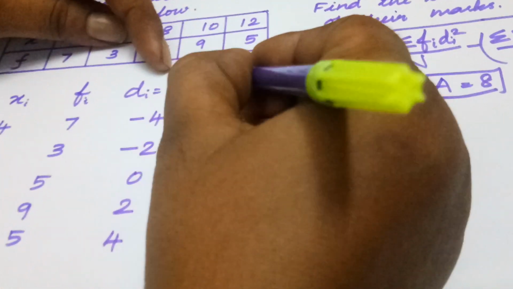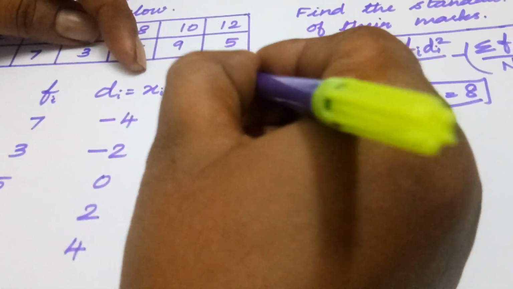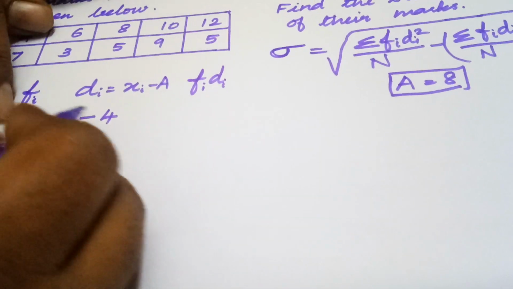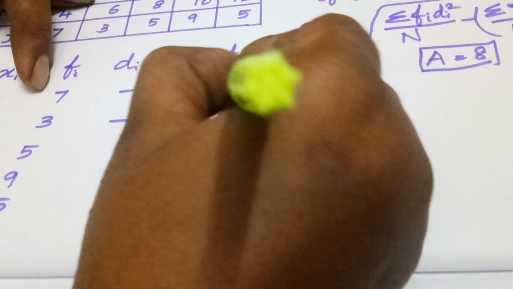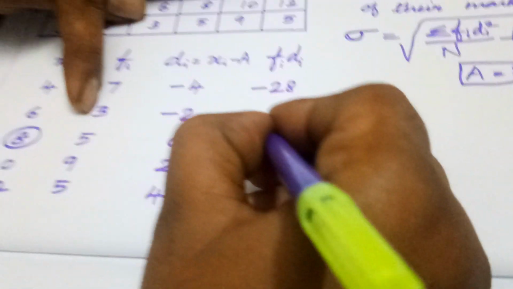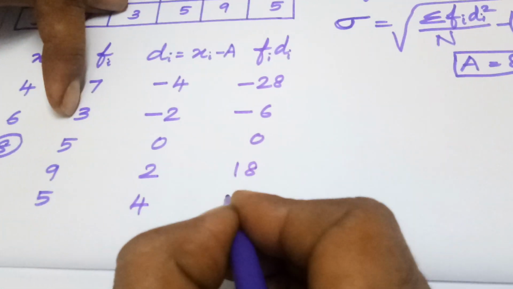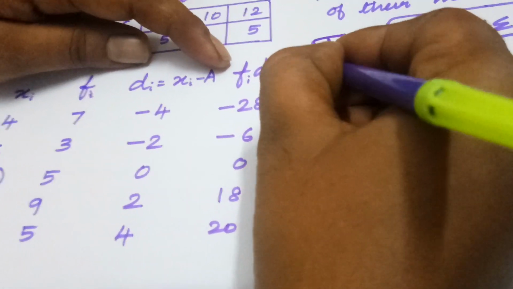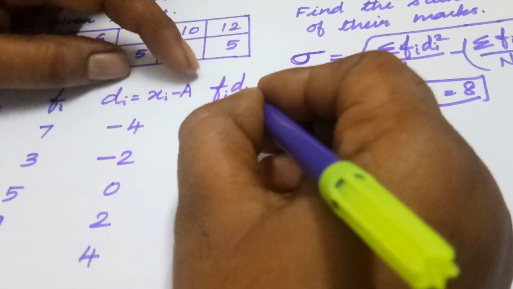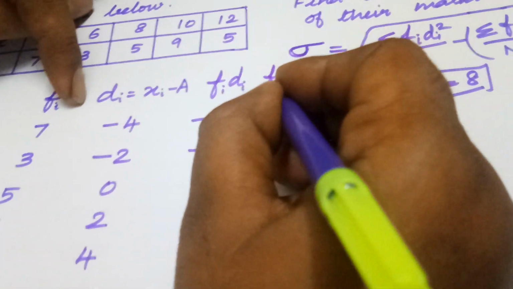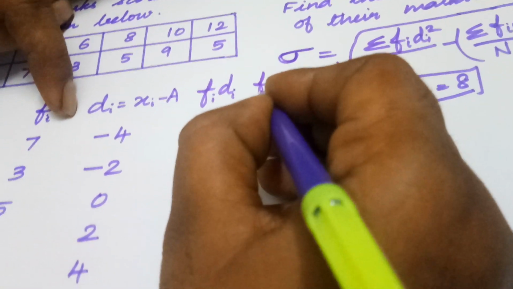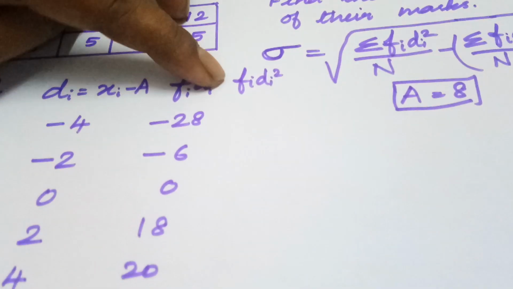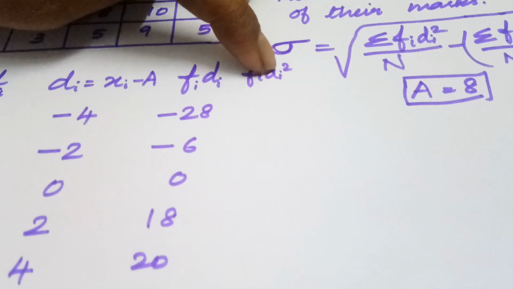And then we have to multiply F and D. That is Fi and Di should be multiplied. Multiplying Fi and Di. So minus 28, minus 6, 0, 18, 20. Then multiply Fi Di with D to get Fi Di square. So here Fi Di into Di. You have to understand as Fi into Di into Di.